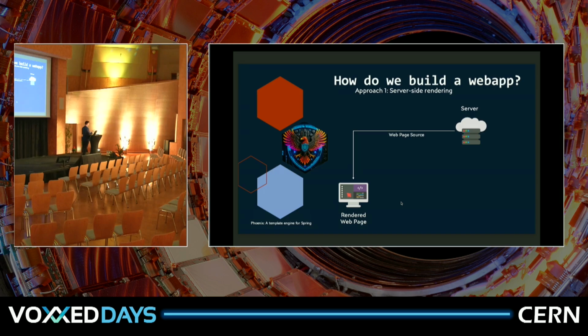So how do we build web applications? I know it's a very complex question, so let me rephrase it. How do we build the front end and the UI part of a web application?